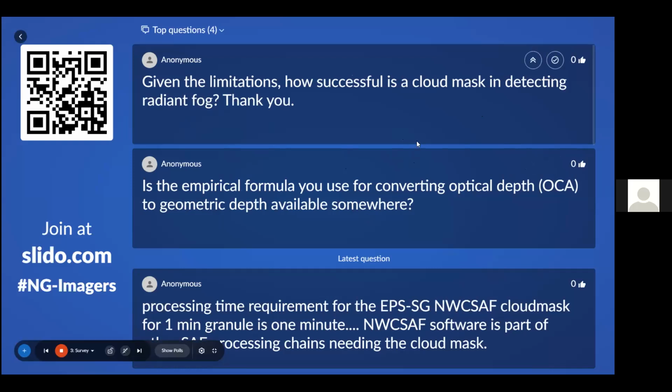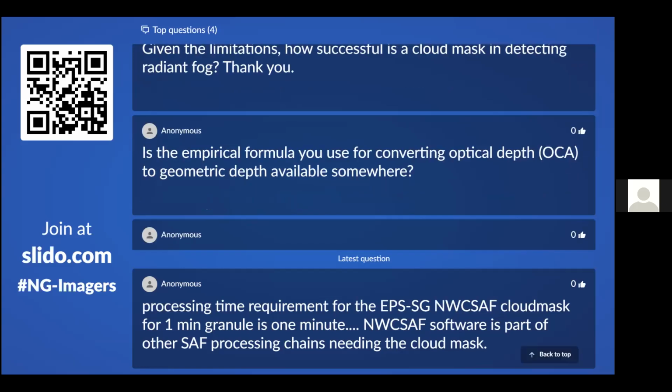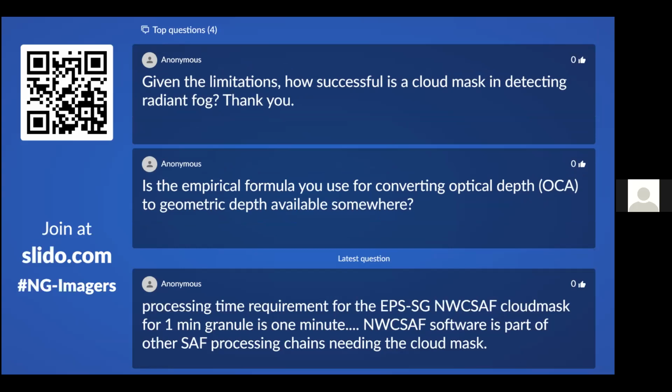We have two tests for that: one is the 3.8 minus 10.5 micron channel and also the 8.7 minus 10.5 micron channel, which both can detect fog. How good that is, I cannot really tell because we haven't had any comparisons with other fog data.